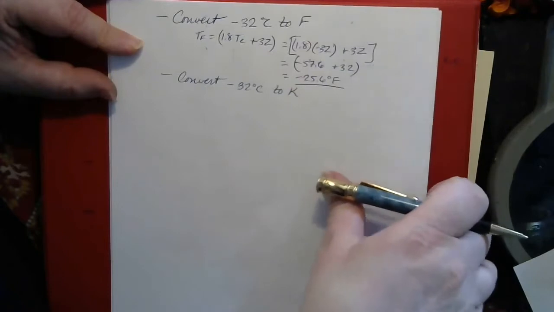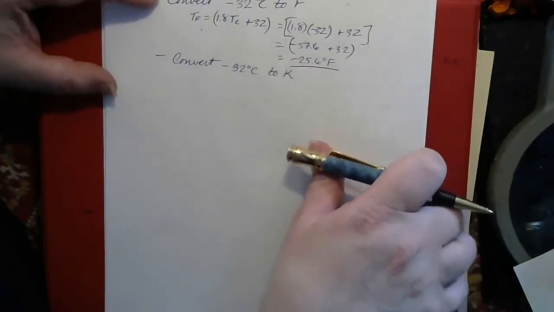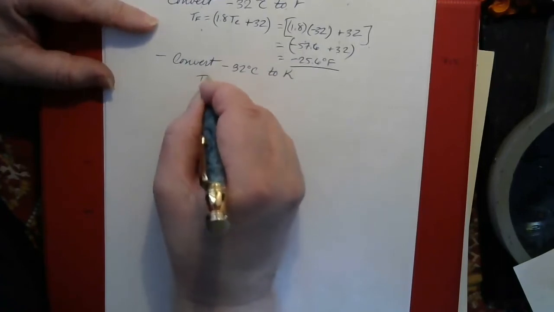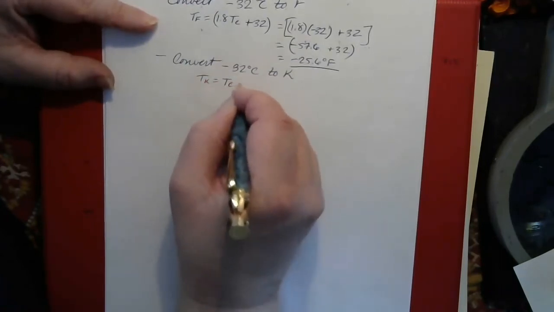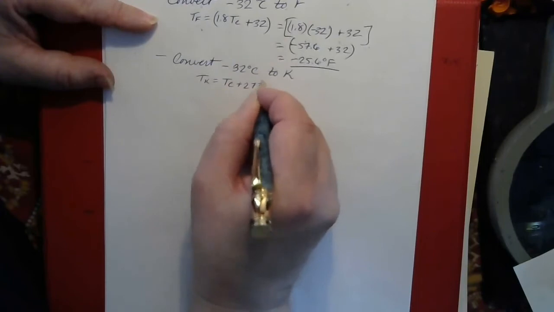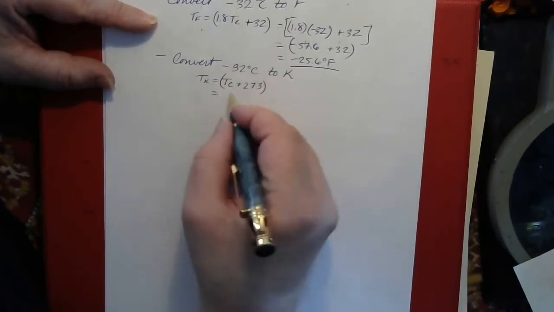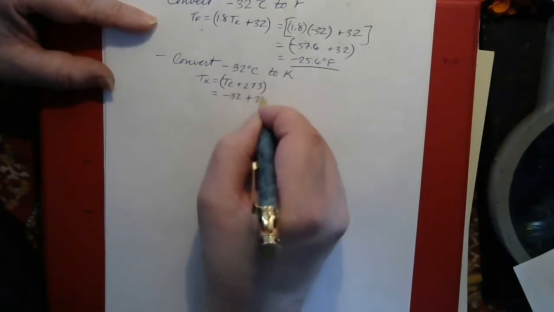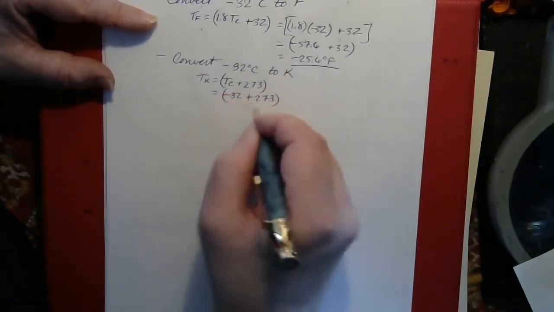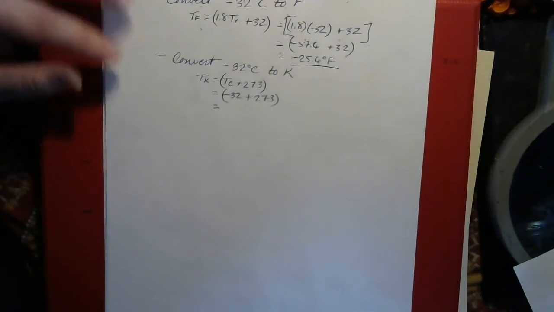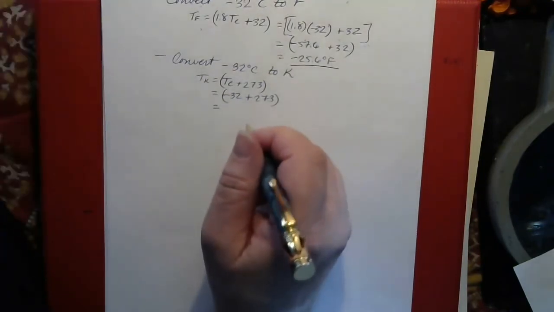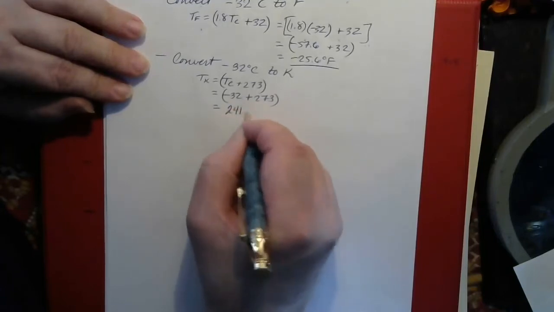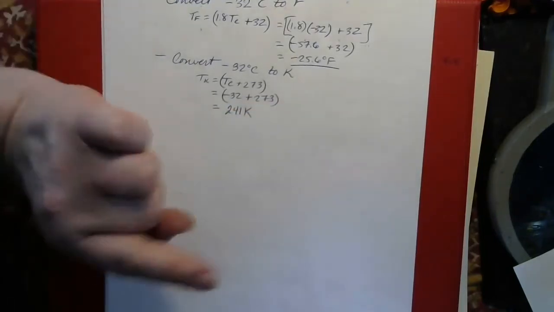And say, what if you wanted to convert negative 32 degrees Celsius to kelvins? Well, the temperature in Kelvin is the temperature in Celsius, which is minus 32, plus 273. And minus 32 plus 273 is 241. Okay, no degree sign.